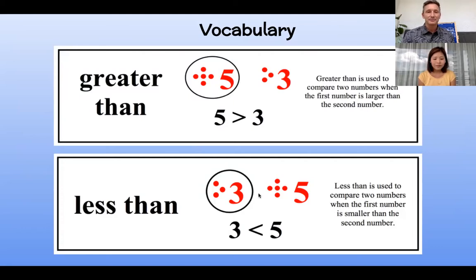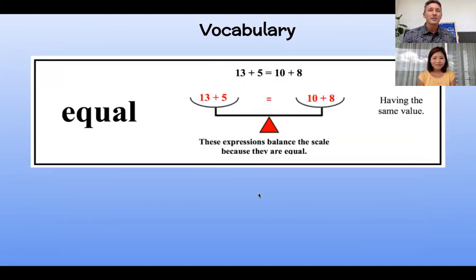We're also going to talk about the word equal. When we compare two numbers, we want to see that they are the same, so they have the same value. These expressions are balanced, and they balance the scale because they are equal. That was 13 plus 5 and 10 plus 8. They both equal 18, so they are equal to each other.